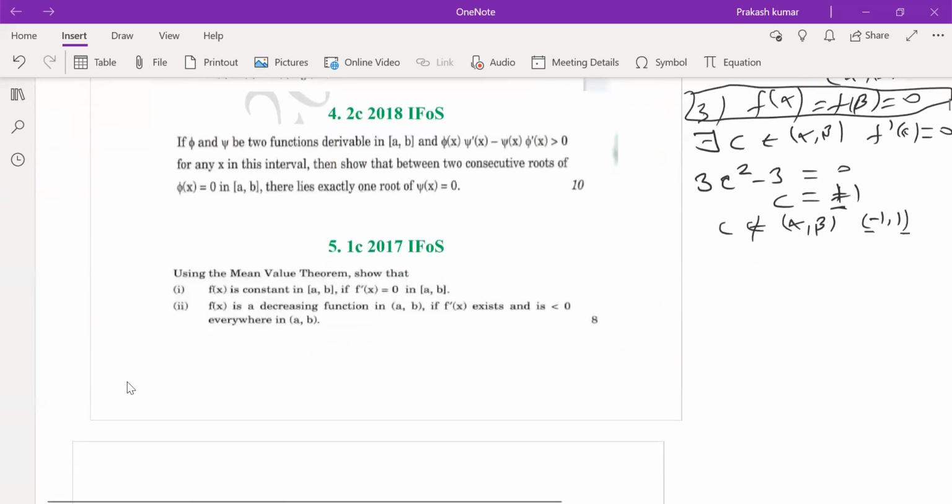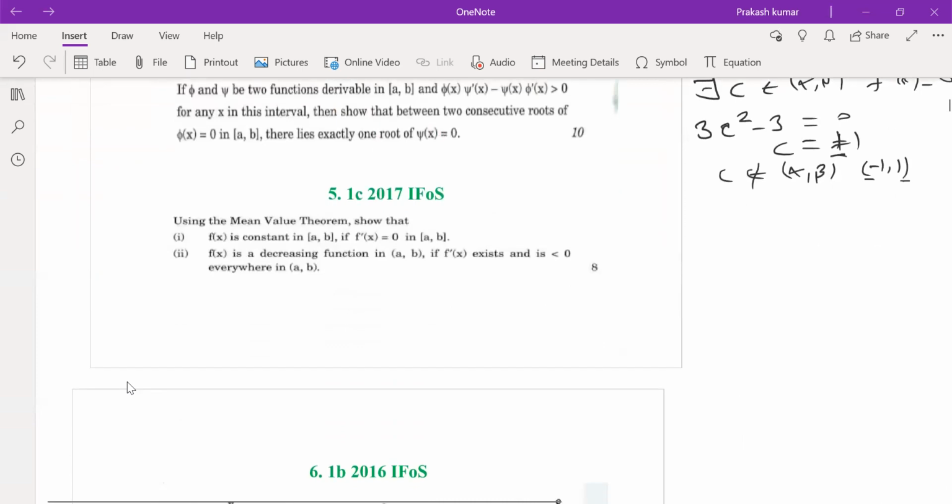Okay, now let's see this question. 2017 IFoS: using the mean value theorem, show that if f(x) is constant, then f'(x) equals 0. So let's use the mean value theorem. Let f(x) equal k. The constant function k is continuous and differentiable.